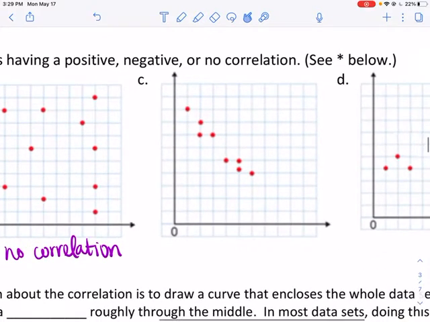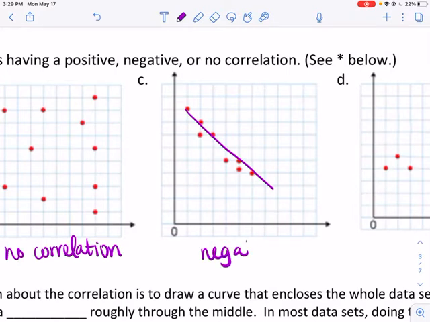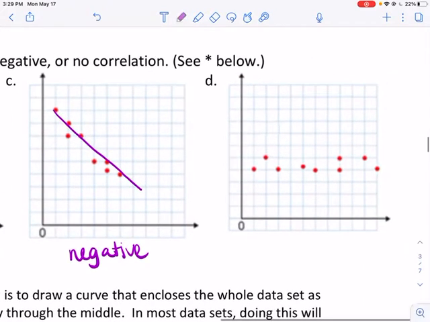All right, if I were to draw a line through the middle of all of this data, then it goes down as you read from left to right. So this has a negative correlation. And then this one is flat, so it has no correlation.